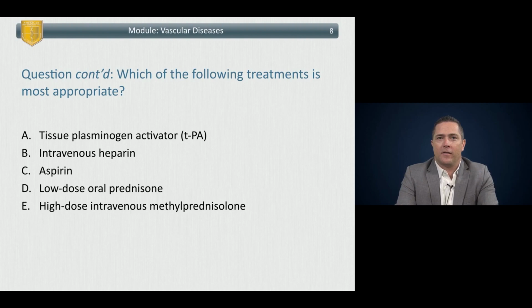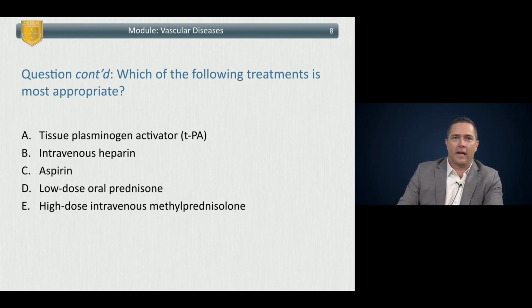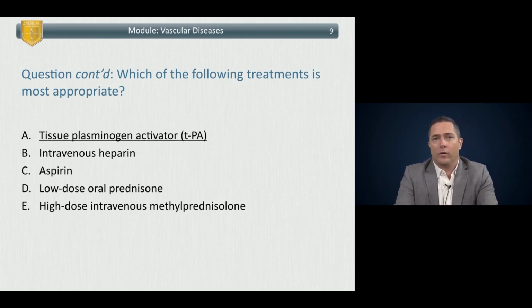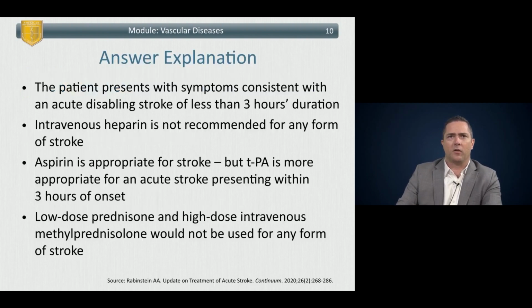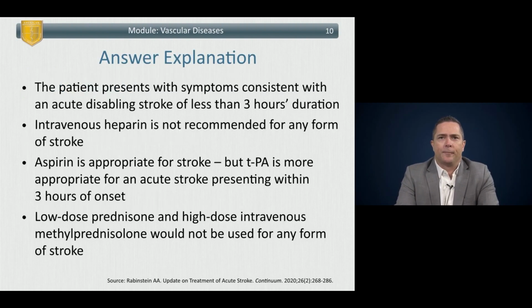Tissue plasminogen activator or TPA, intravenous heparin, aspirin, low-dose oral prednisone, or high-dose intravenous methylprednisolone. So I think the most appropriate answer for this question is number A, or TPA, or tissue plasminogen activator. And what are some of the clues that I would look for, and some of the things I would expect you to pick up on the test?